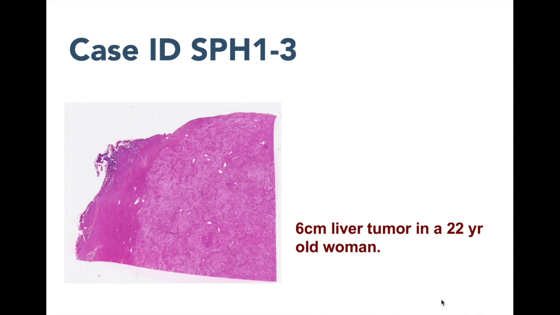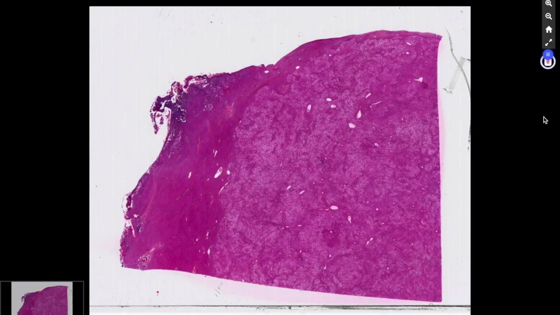Case number 3, another surgical resection, also in a young woman, a 6 centimeter liver tumor. You have on the slide the tumor and the adjacent liver. So now let's look at the slide. At low magnification, for this case, you can see here you have the tumor and here the adjacent liver.